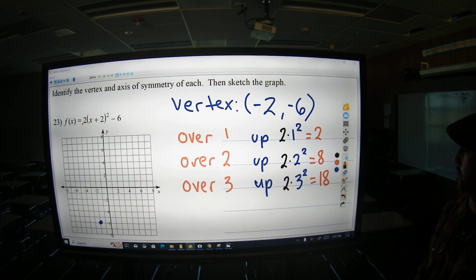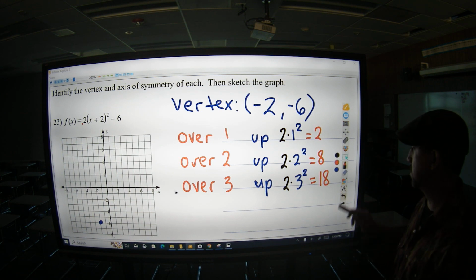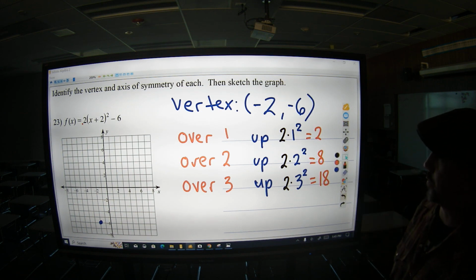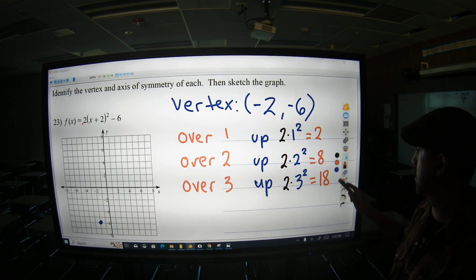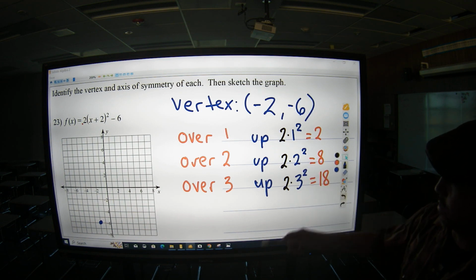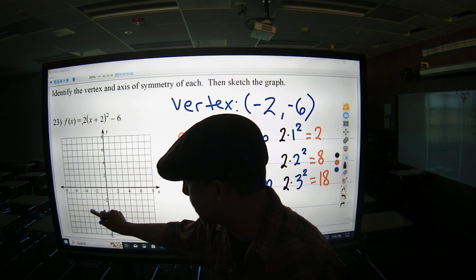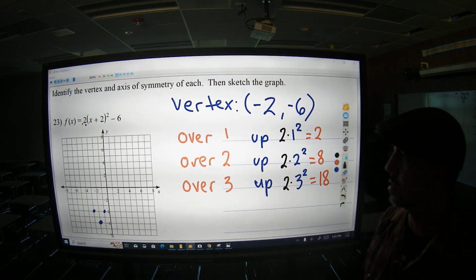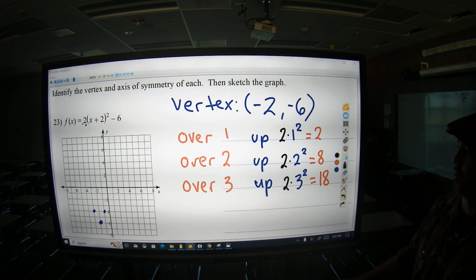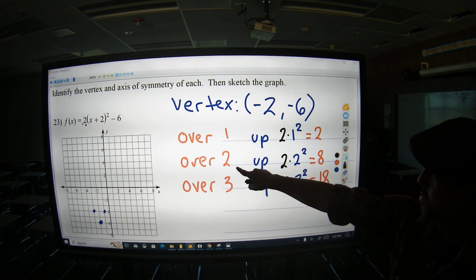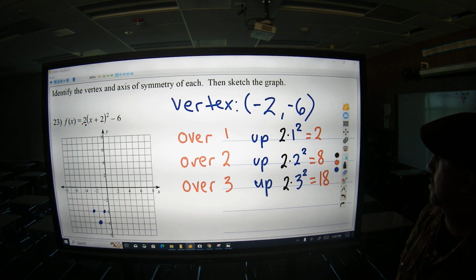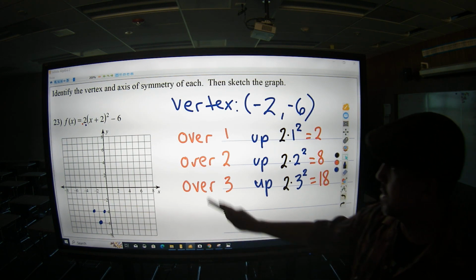So it can be kind of tough to graph these things on a small grid that's 8 by 8. We'll need a much bigger graph paper to deal with some of these problems. So in this case, let's draw the points that we can draw, and once it goes off the graph, then we just have to deal with that. If I go over 1 from the vertex, I have to go up 2. Again, because we have this leading coefficient. But now, if I go back to the vertex and take 2 steps over, I have to go up 8 steps.